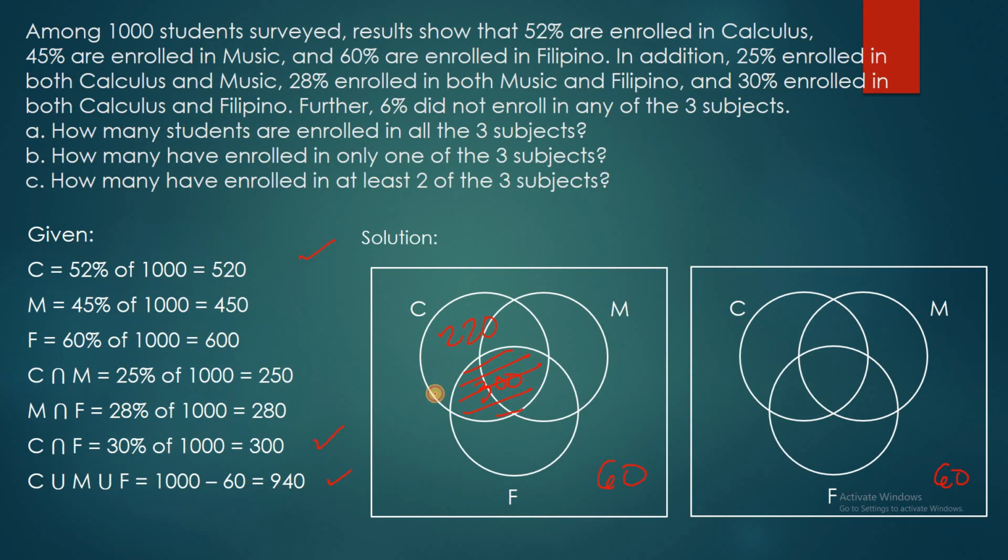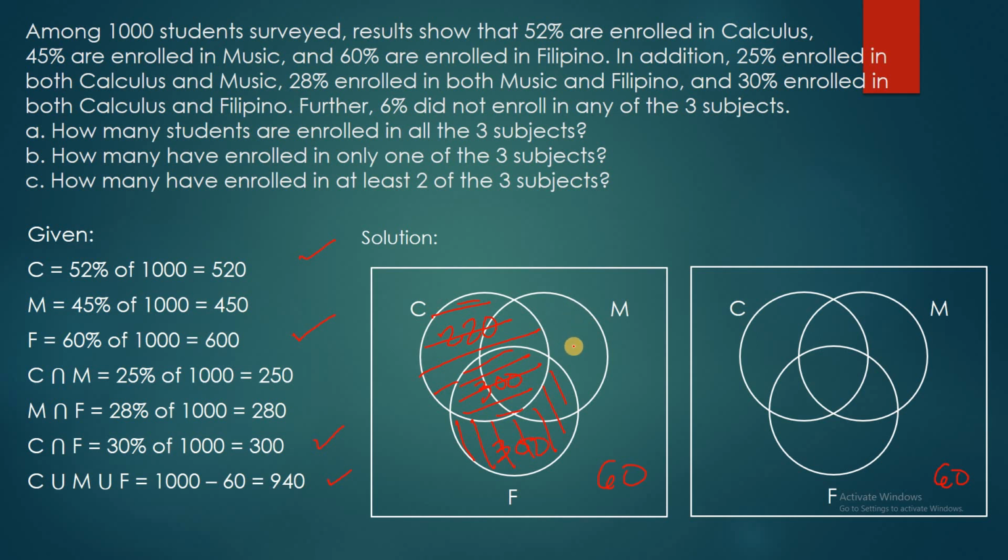So let me shade this part as well. So this should be 220. So the whole set is exactly 520. For set F, the total is 600. However, 300 is already on set F. So we only need another 300 to complete the 600 necessary for set F. So there you go. C and F are already entirely shaded.